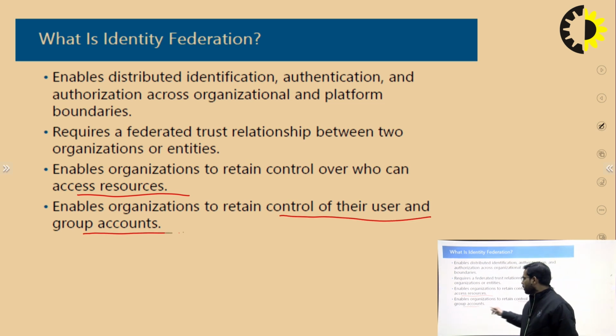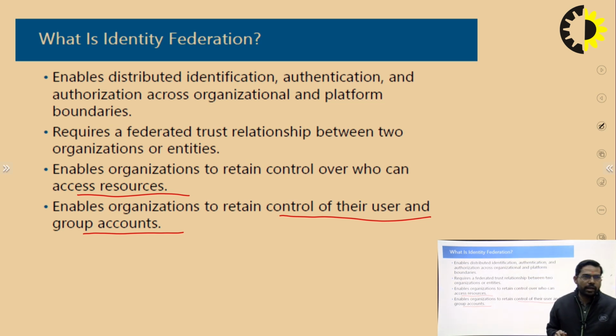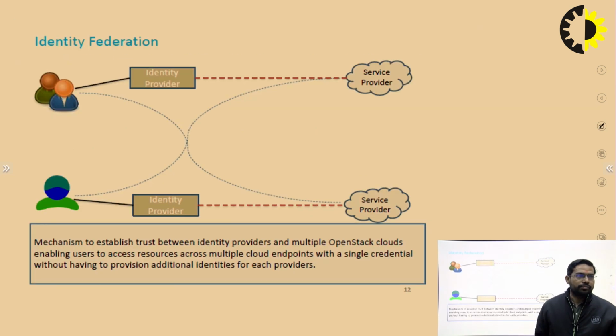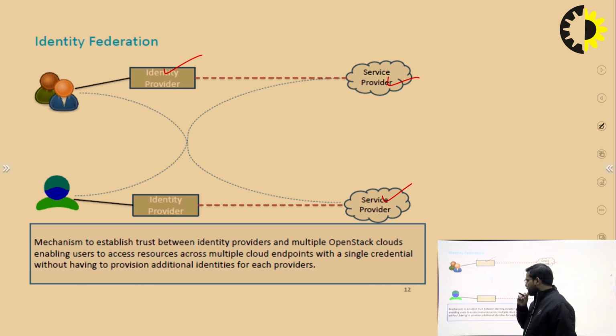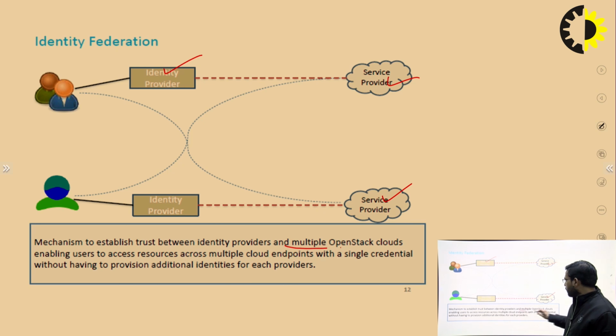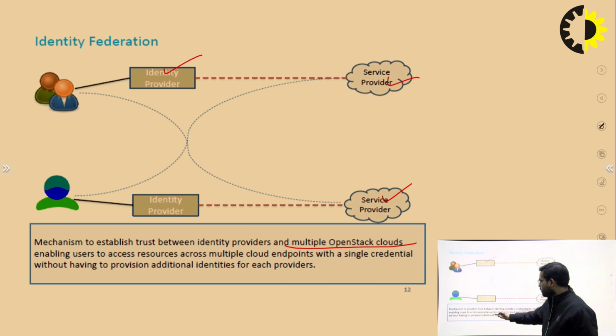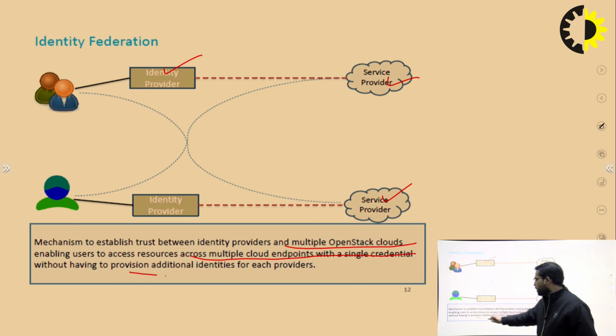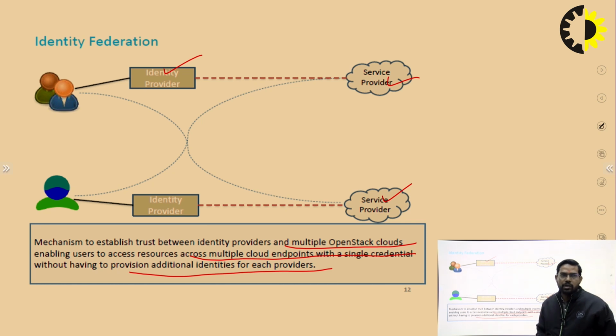So it is the responsibility of the organization to identify the identity of the users or the accounts. The identity provider provides the identity to each service provider. There are mechanisms to establish trust between the identity provider and multiple OpenStack clouds, enabling users to access resources across multiple cloud endpoints with a single credential, without having to provision an additional identity for each provider. So just provide one identity, and this identity is moved to all the service providers.